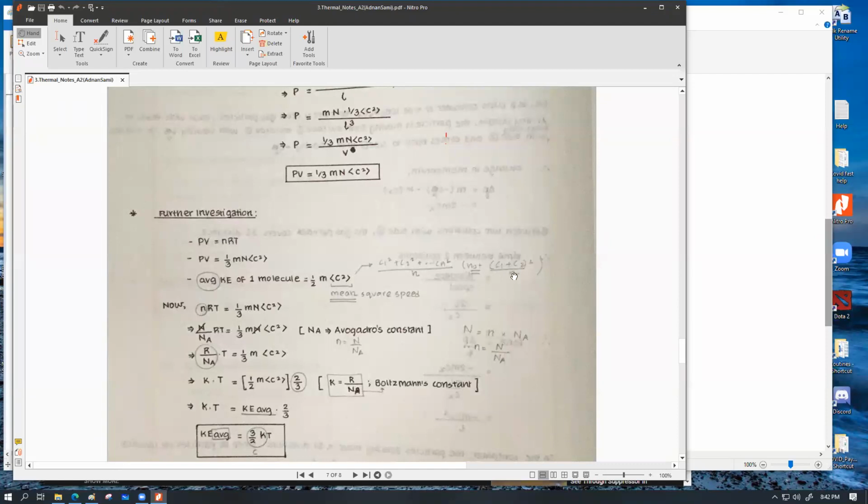This is mean square velocity, not the whole squared. So it should not be written as (c1 + c2) whole squared by n. You square, then mean, not mean, then square. Try to compare these two expressions. This is supposed to be c1² + c2² + cn² divided by n. It is not supposed to be (c1 + c2 + c3 + cn) whole squared divided by n. Not that one. So do not confuse this.